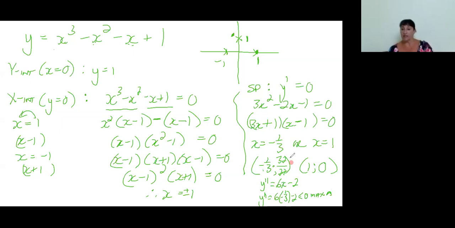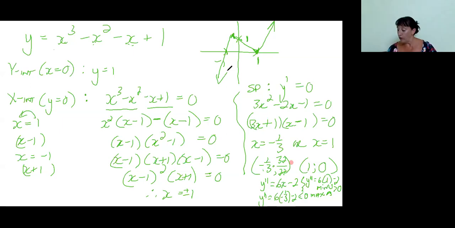At this point, minus a third, 32 over 27. It looks like that. And 1, 0. If I substitute that 1 in, second derivative is 6 times 1 minus 2. It gives me a positive answer, which means it is a minimum. It looks like that at that point. And then all I need to do is complete my graph. There it is. Okay, that's what the graph looks like.